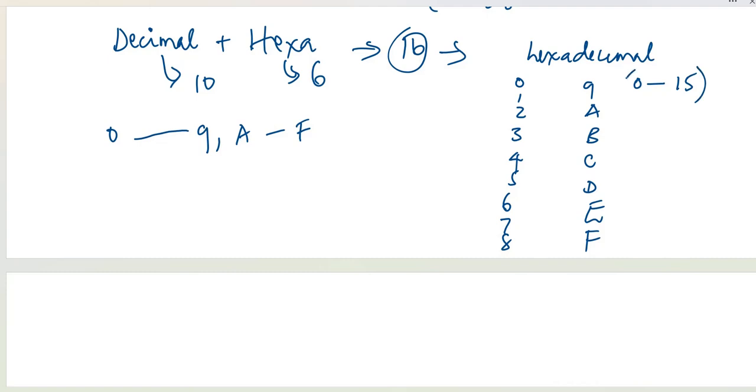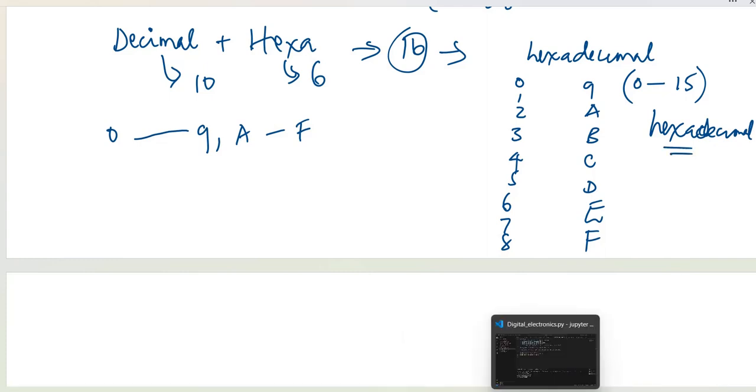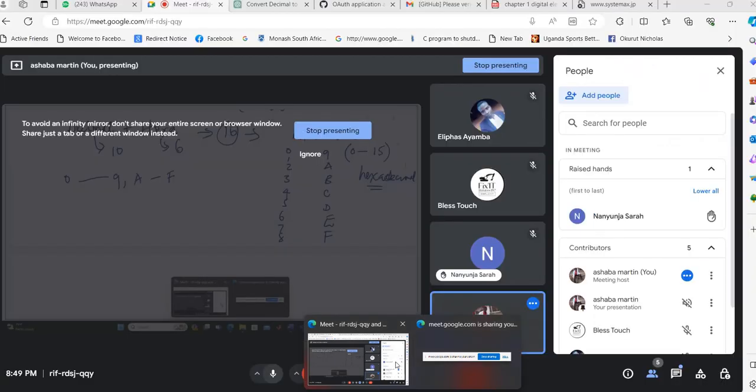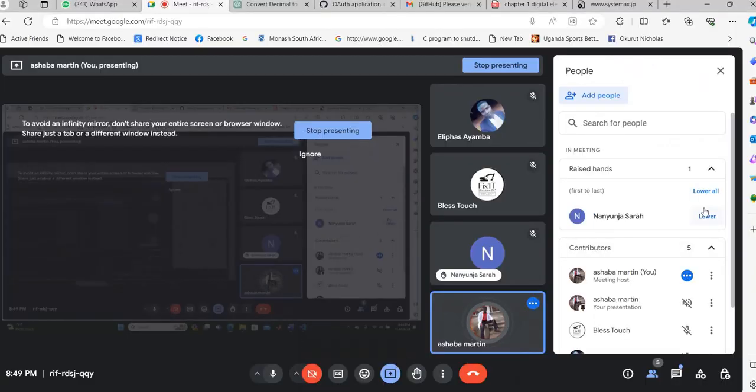So that is hexadecimal. Excuse me, Mr. Martin. Yes, sir. Sarah has a question, I think. She's raised her hand. Okay, let me get back there. Yes, sir. Excuse me. Yes, please.